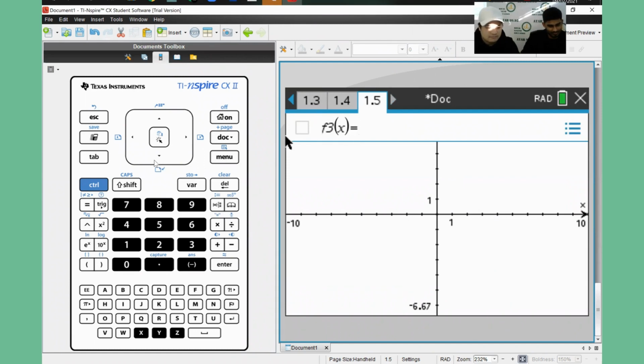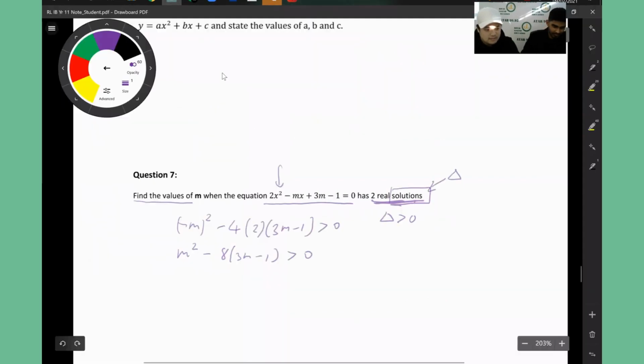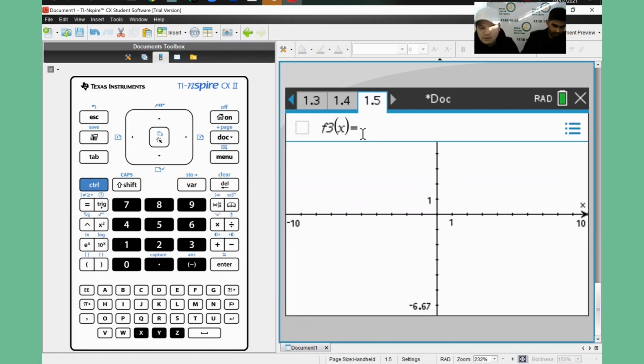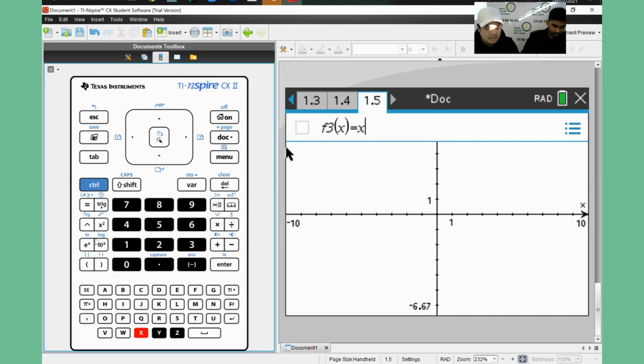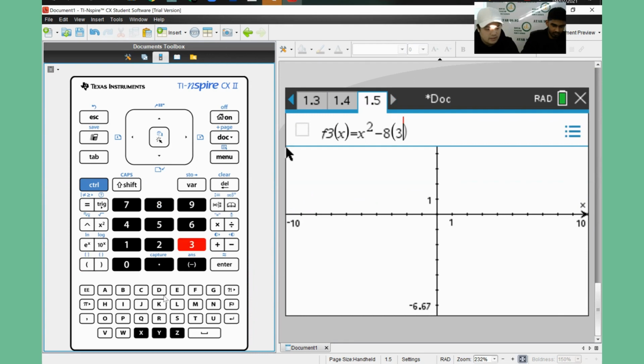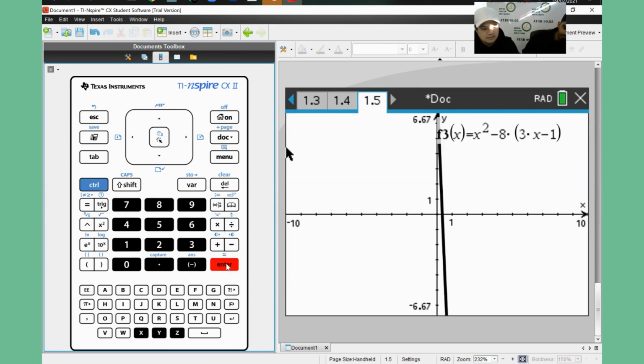Okay, so sketch graph. What's the equation again? m squared minus 8 bracket 3m take 1. So once again, for sketching a graph, you must use the variable x: x squared minus 8 times bracket 3x take 1. Yeah, and then enter. So change the scale. Hope you get used to it.